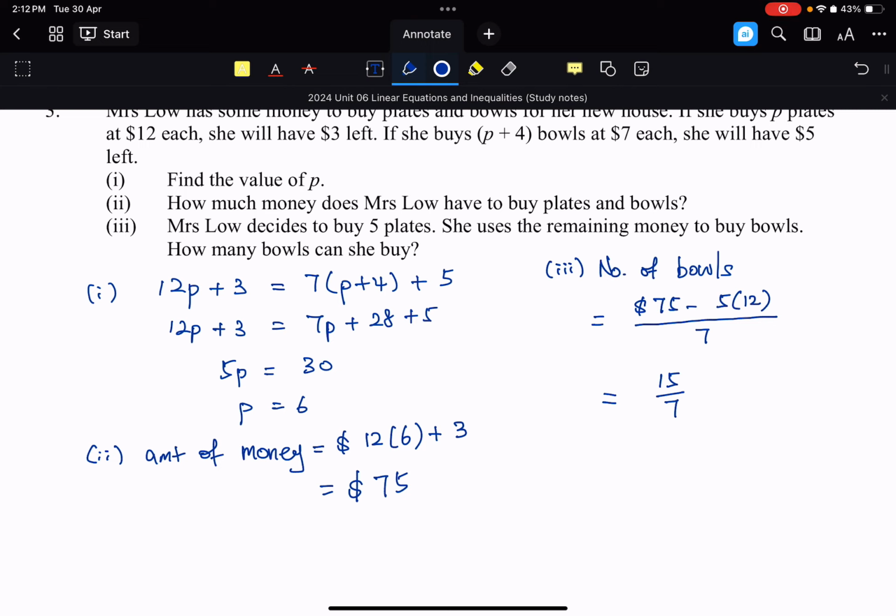If I want to be more exact in my working, I will do my calculation first, so I will end up with 2 and 1 over 7. Therefore, number of bowls equals to 2. I actually round down. Okay, so this is fine. If you present an answer in this way, it's acceptable.